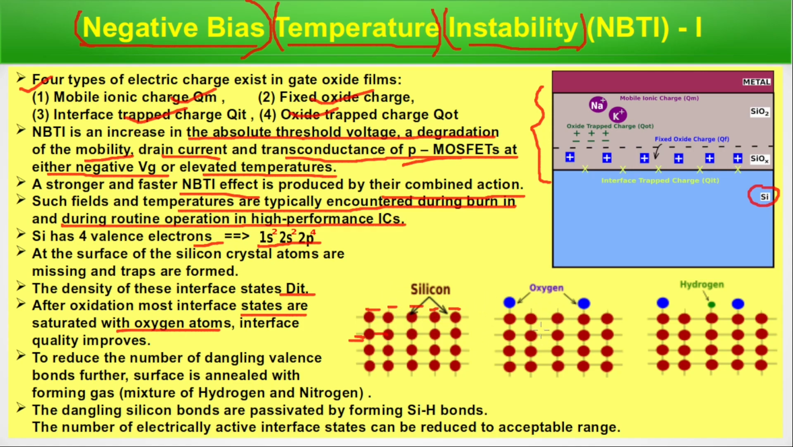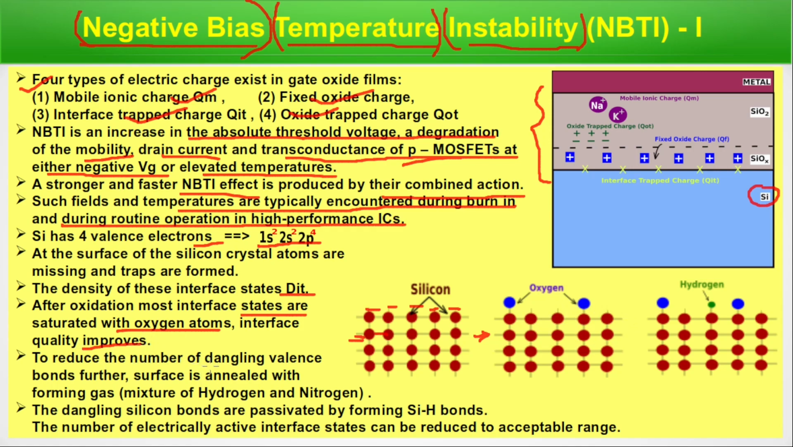We try to show this in this diagram. Here, 5 atoms, 1 electron is missing here. The bond with another atom is missing here. Here oxygen atoms are there. Before, dangling bonds are still present. After oxidation, the number of dangling bonds is reduced, though still present, and the quality improves.